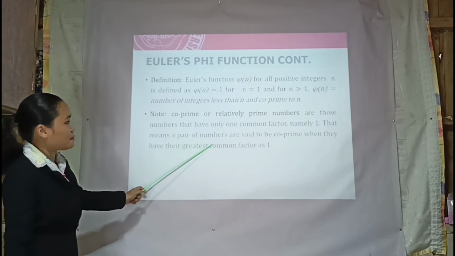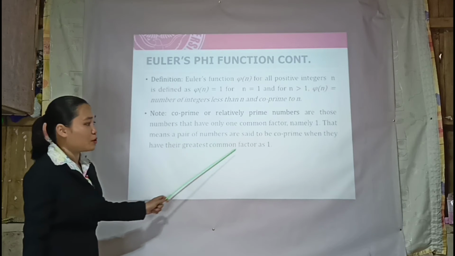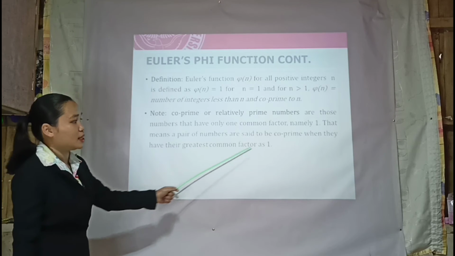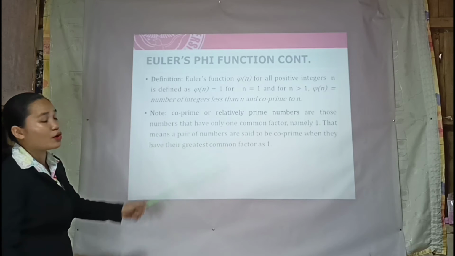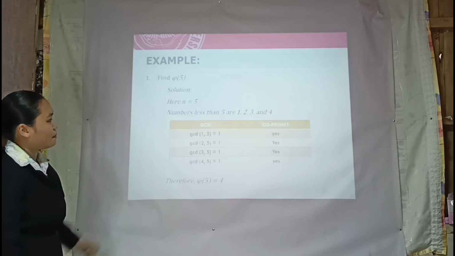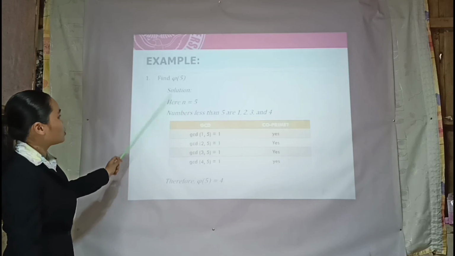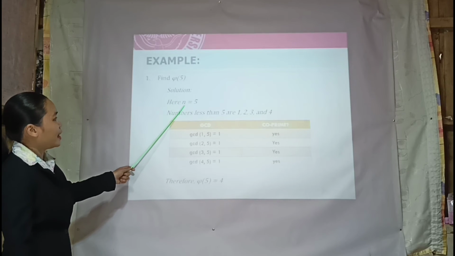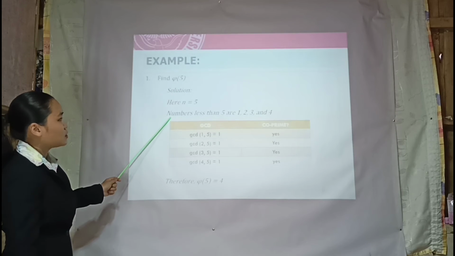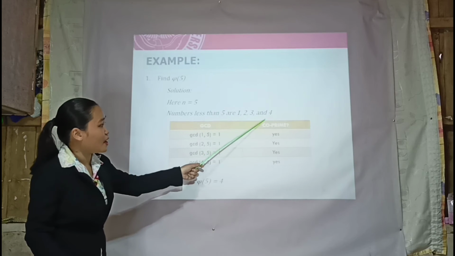That means a pair of numbers are said to be co-prime when their greatest common factor is 1. So, the GCD or greatest common factor is 1. That is co-prime or relatively prime. For example, find the phi of 5. Solution: here n is equal to 5. So the numbers less than 5 are 1, 2, 3, and 4.